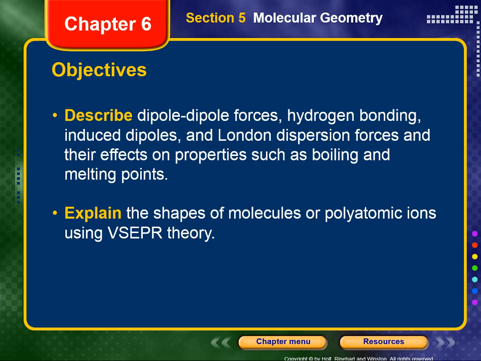At the end of this video, you should be able to describe dipole-dipole forces, hydrogen bonding, induced dipoles, and London dispersion forces and their effects on properties such as boiling point and melting point, and explain the shapes of molecules or polyatomic ions using VSEPR theory.